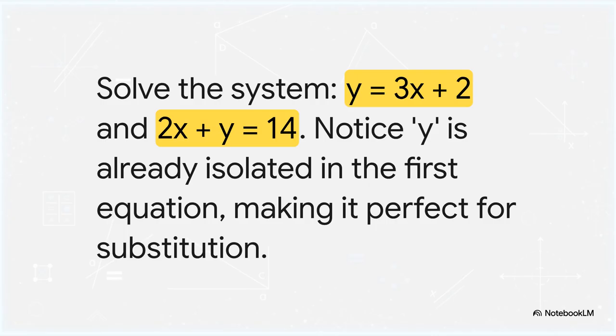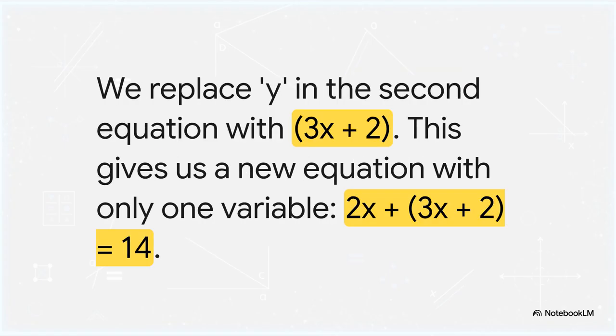Okay, let's see it in action. Look at this system. That first equation, y equals 3x plus 2, it's basically perfect for substitution. Step 1 is already done for us. It's telling us exactly what y is. So since we know y is the same thing as 3x plus 2, we can just swap it into the second equation. See that? Instead of 2x plus y, we now have 2x plus 3x plus 2. And just like that, the y is gone and we've got an equation with only x's.